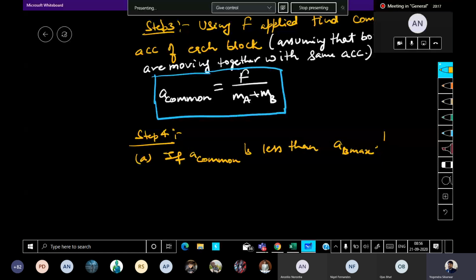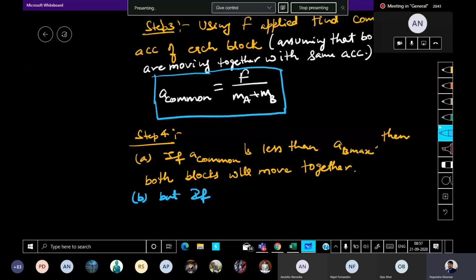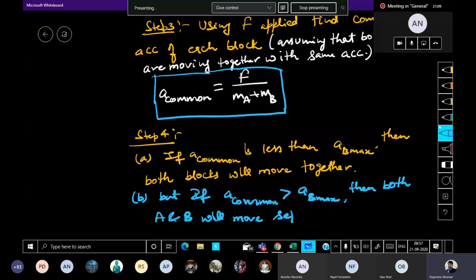But second part of this. But if A common is more than AB max, then both A and B will move with different acceleration. All right. So this will be the case.